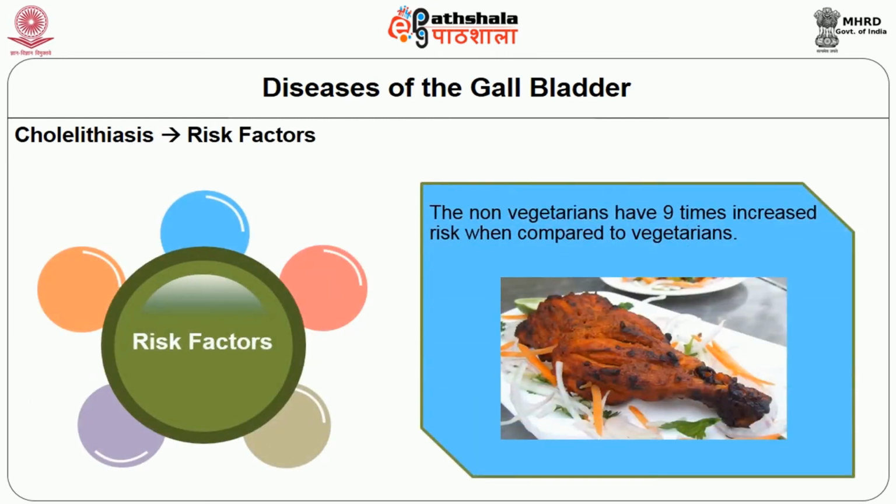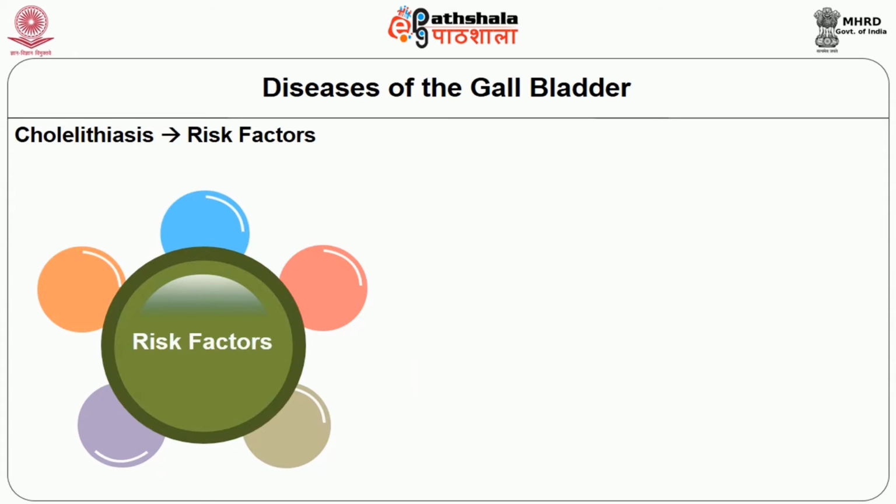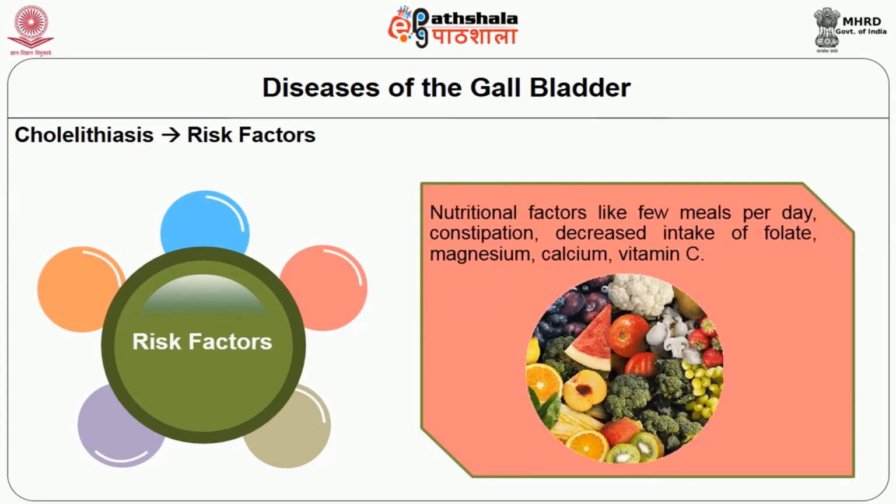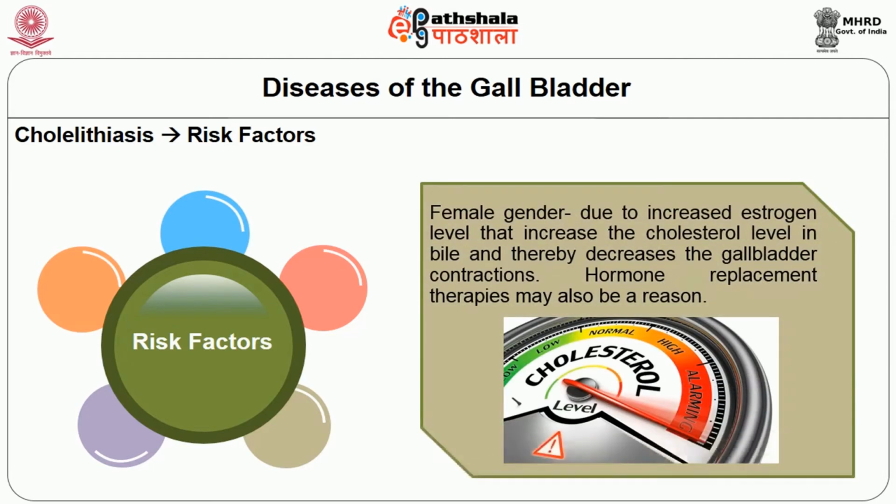Non-vegetarians have 9 times increased risk when compared to vegetarians. Nutritional factors include few meals per day, constipation, and decreased intake of folate, magnesium, calcium and vitamin C. Female gender, due to increased estrogen level, increases the cholesterol level in bile and thereby decreases the gallbladder contractions. Hormone replacement therapy may also be a reason.